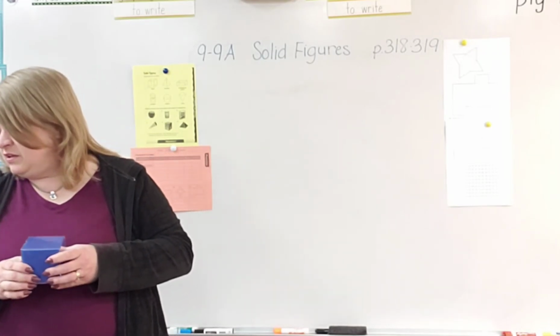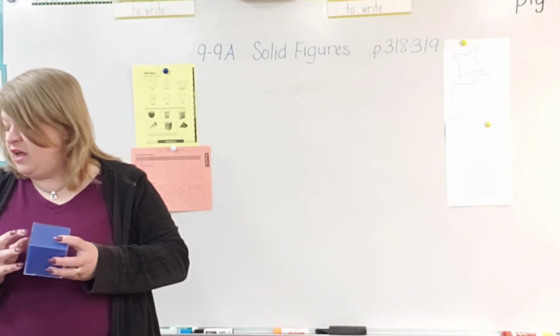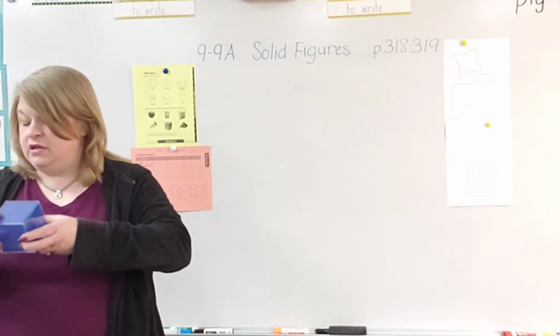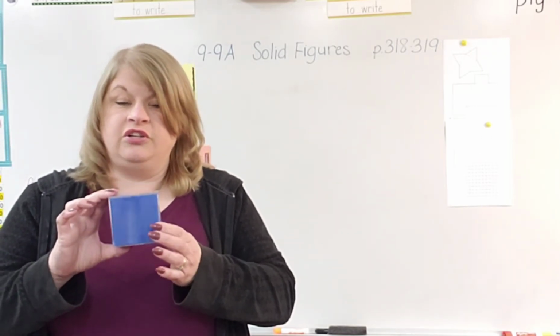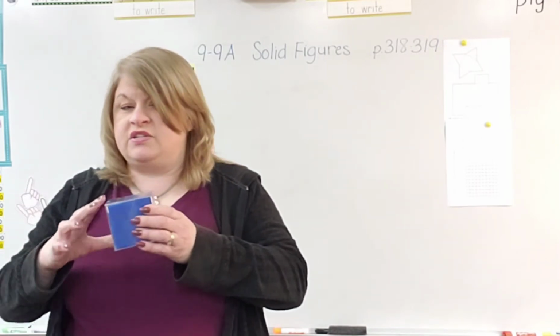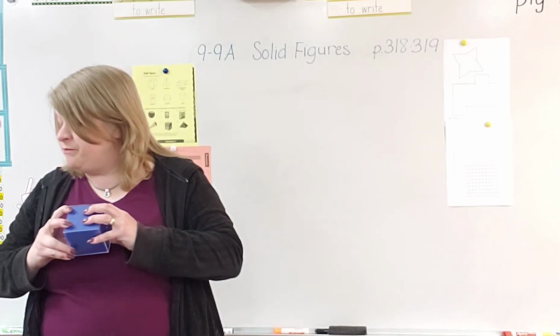All right. Solid figures have special names. We already talked about this one, didn't we? Remember what it's called? It's called a cube. It is squares all around. They're squares. But now let's look at the next part.